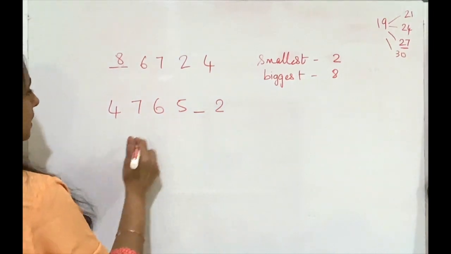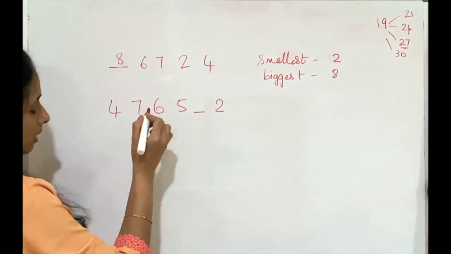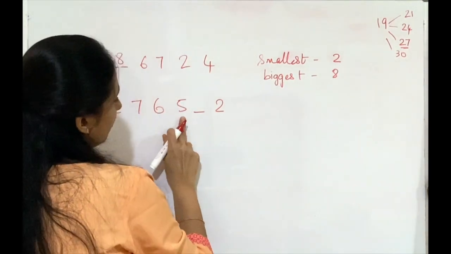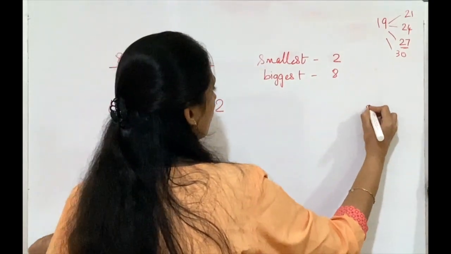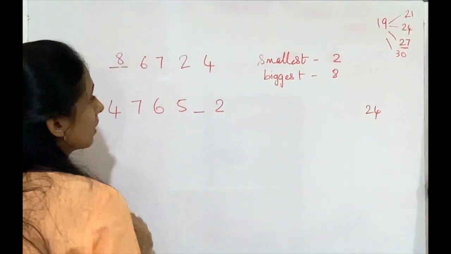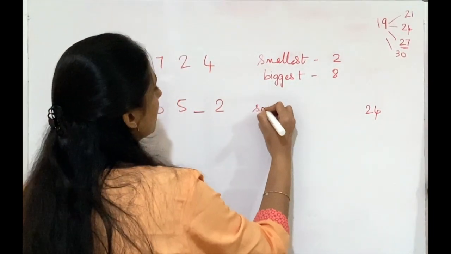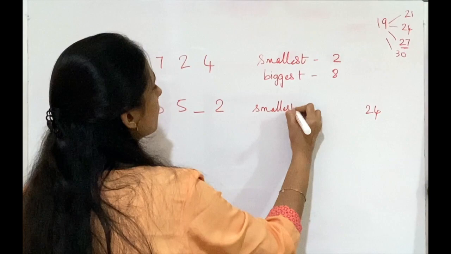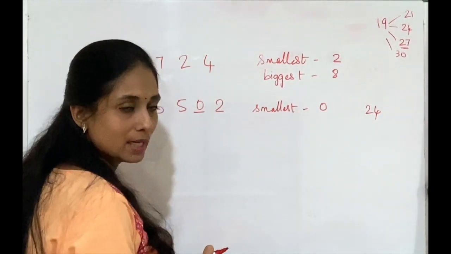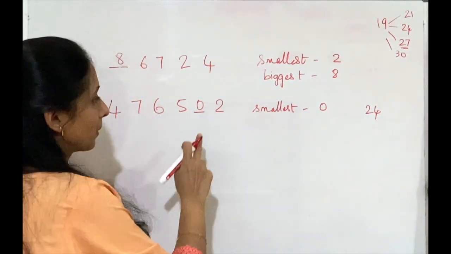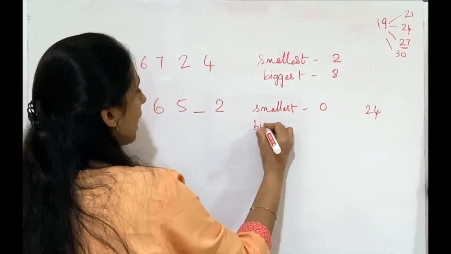Okay. What about this one? 7 plus 4 is 11. 11 plus 6 is 17. 17 plus 5 is 22. Plus 2, 24. Okay, so your sum is 24 till now. Is 24 divisible by 3? Yes. So, what is the smallest number you can add? If you put a 0 here, the sum again is 24, right? So, it is divisible by 3. So, I can add 0 here. And what is the biggest number that you can add?